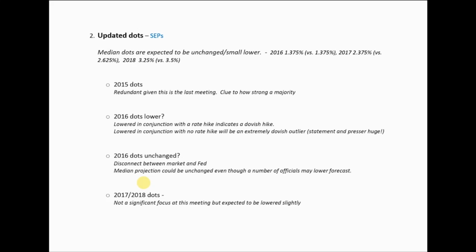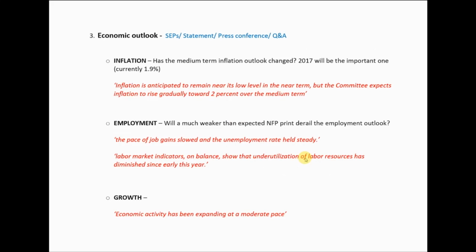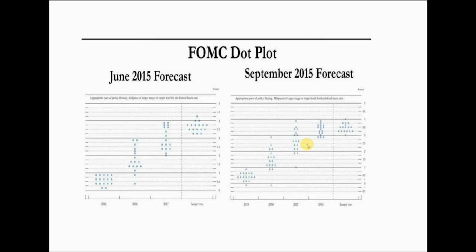But also remember that the median projection could be unchanged, even though a number of officials may lower their forecast. So if we go back to the dot plot for September, for 2016, we're looking at quite a wide range, from under 1% to 3%, of what participants see by the end of the year. So the median is 0.1625%. Now even if a couple drop lower their forecast, the median could still remain there. So it's important to look at the composition as well, even if the dots don't actually change.